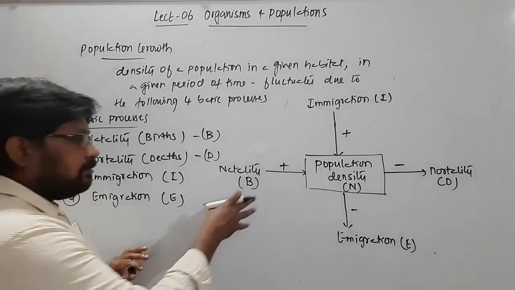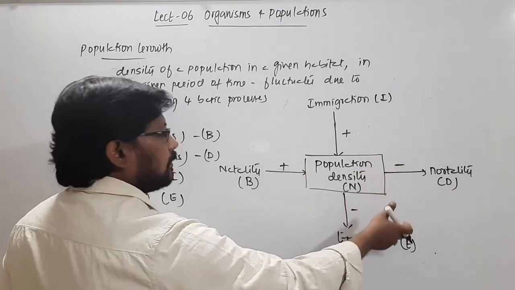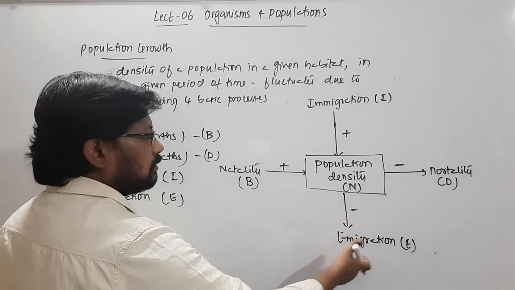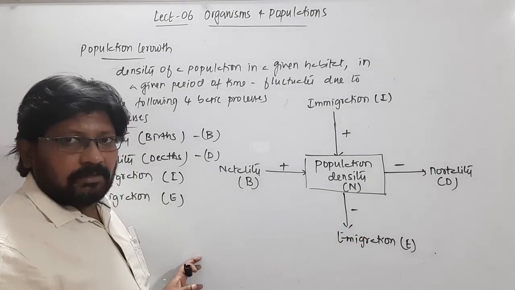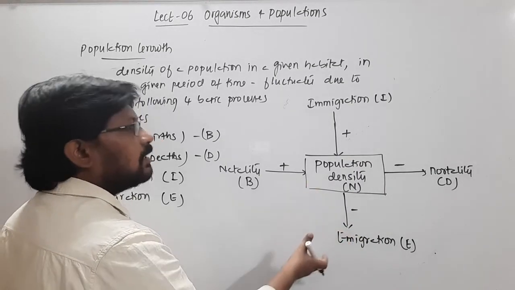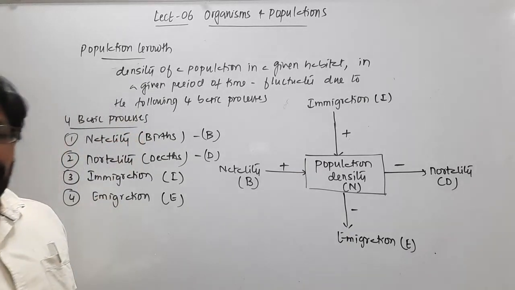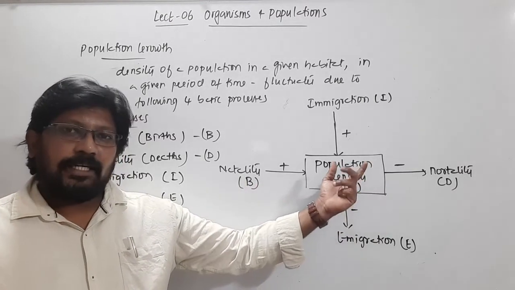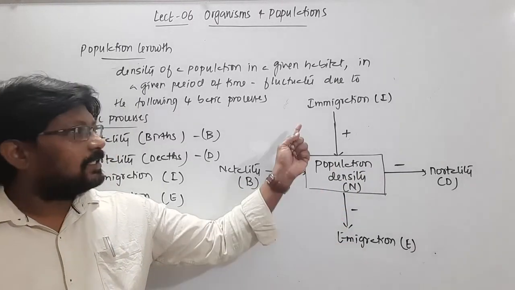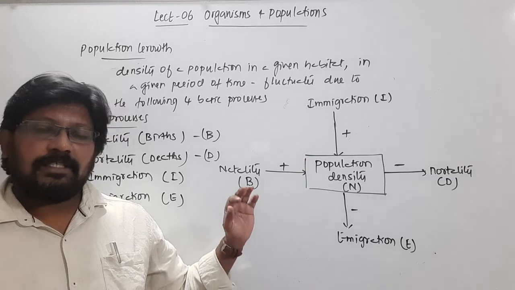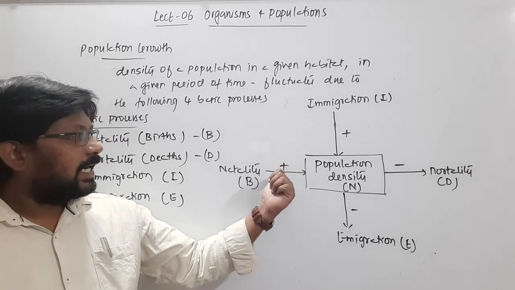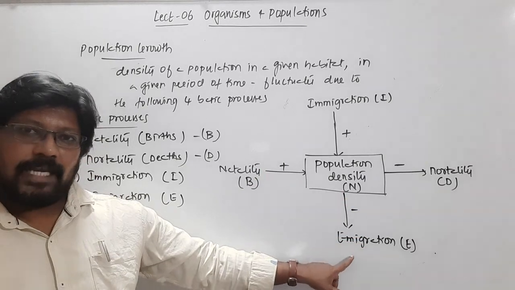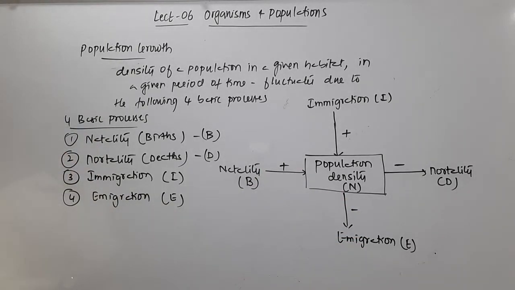Of course, if the number of births taking place is similar to the deaths, and if immigration, how many individuals of that particular species are moving into that population, and how many are moving out, are balancing, then the density of the population remains constant. So if the natality becomes less and the mortality increases, and emigration increases and immigration decreases, then the population density comes down. So if natality and immigration decrease and mortality and emigration increase, then the population decreases. So it all depends.